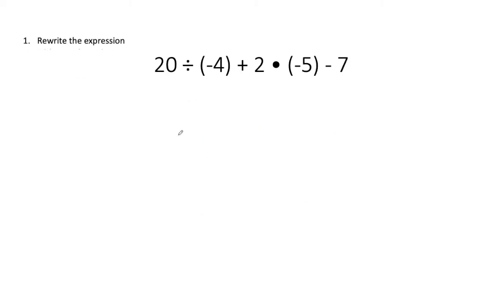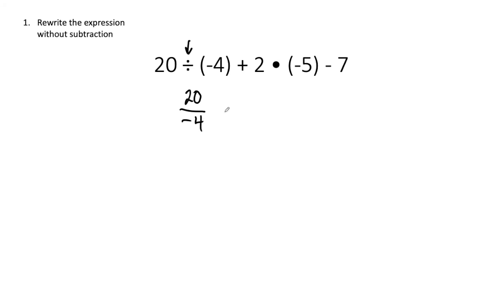All right, next problem. Rewrite the expression without subtraction. And again, I'm going to write it without this division symbol either. Algebra, order of operations, all are much easier if we rewrite it as a fraction. So instead of 20 divided by negative 4, 20 over negative 4. Plus 2 times negative 5, that doesn't change.